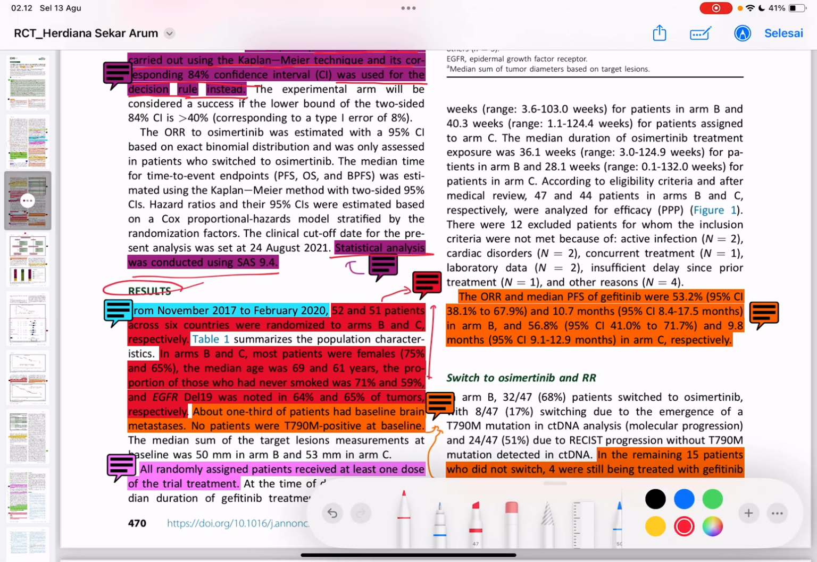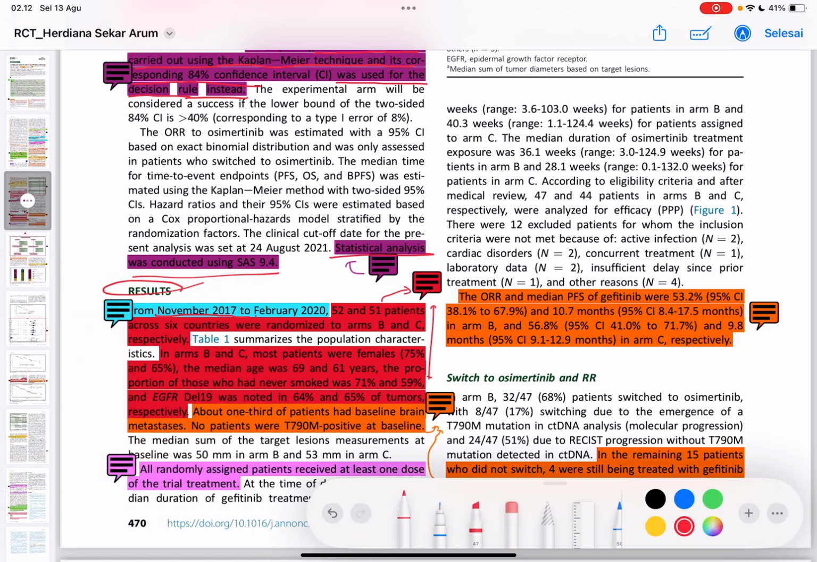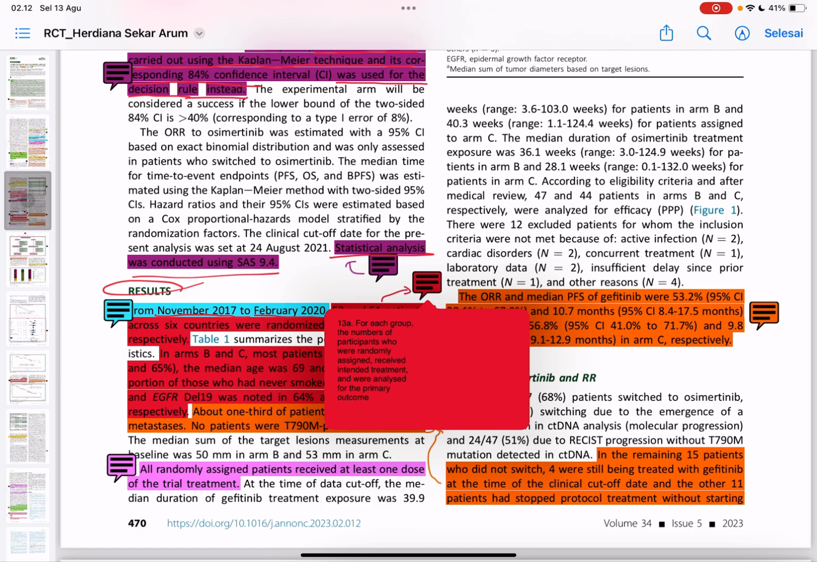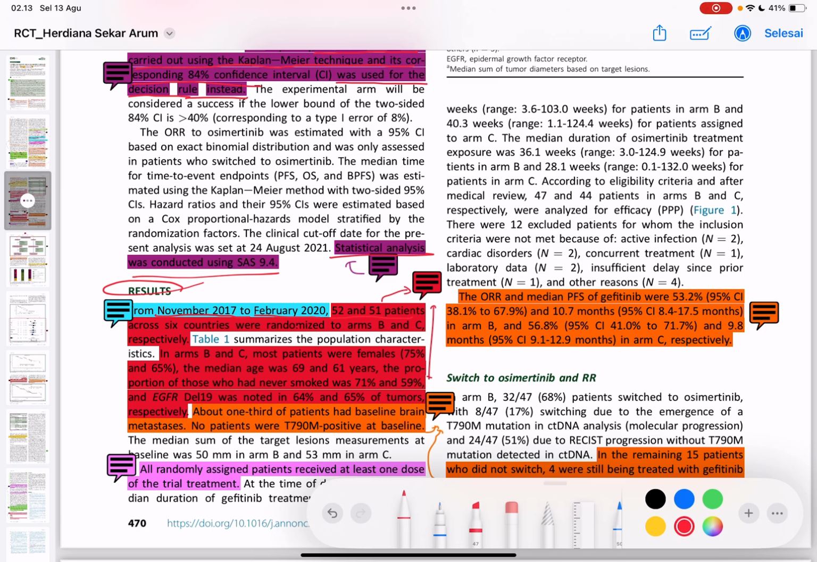In the result, it says about defining the period of recruitment and follow-up, that is November 2017 to February 2020. Next, we have each group, the number of participants who were randomly assigned, received intended treatment and were analyzed for the primary outcome. And in here, 52 and 51 patients were randomized to arm B and C respectively.